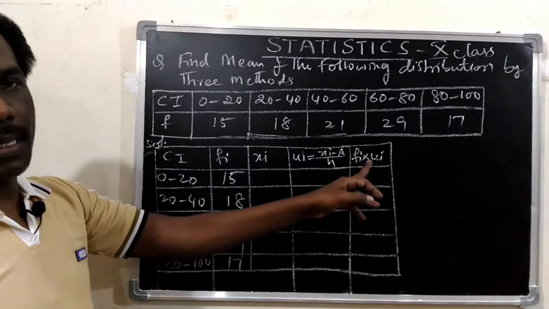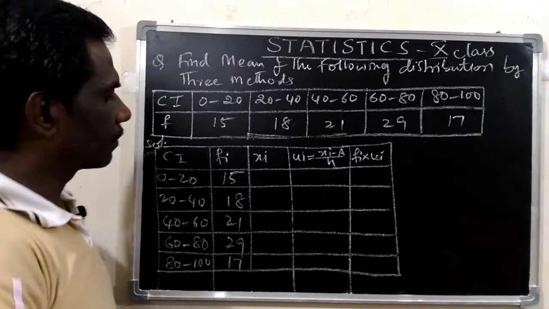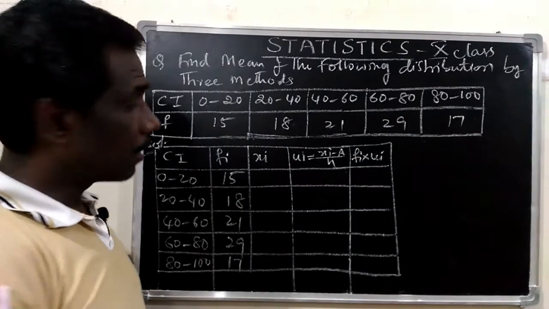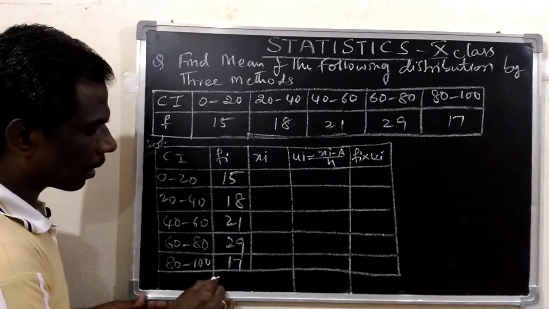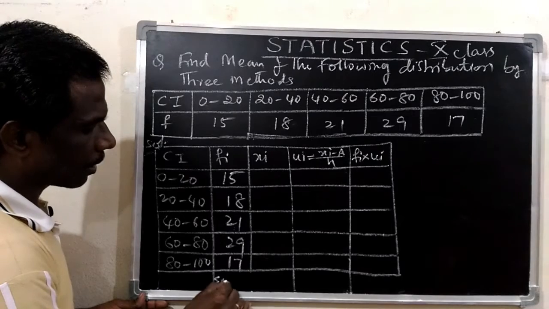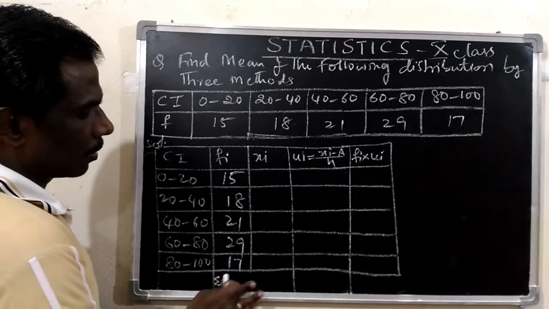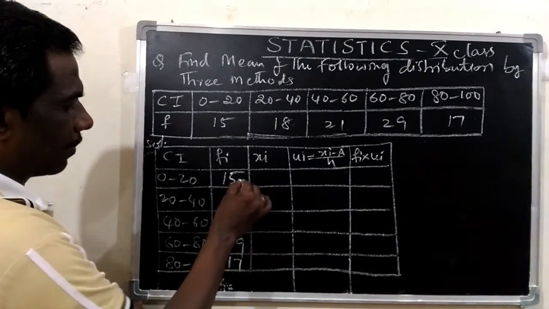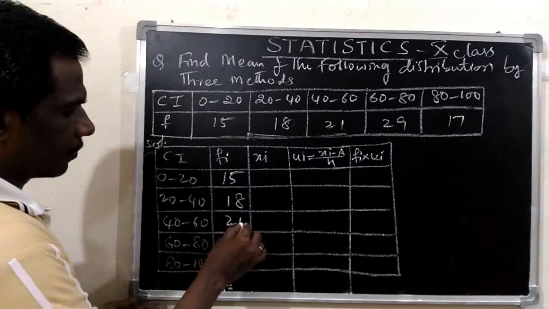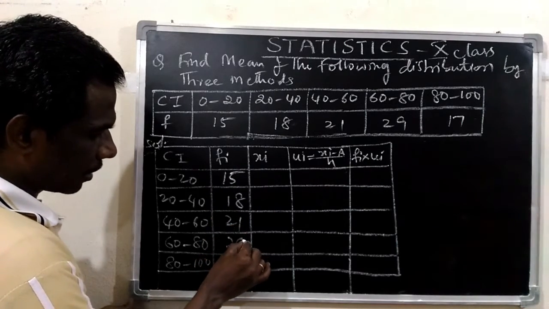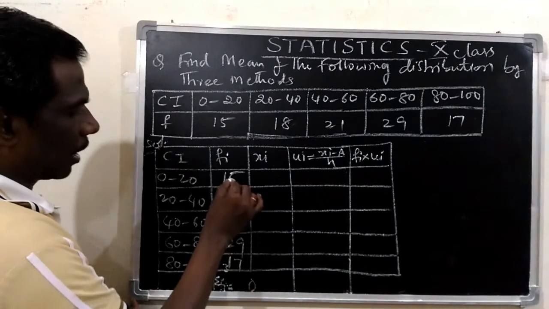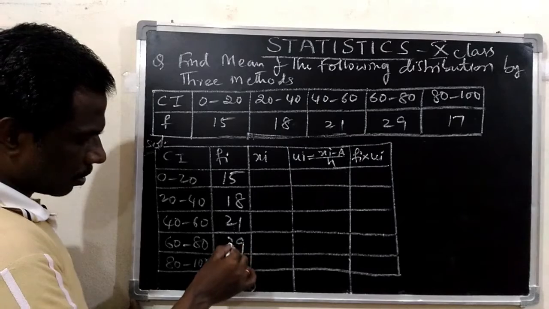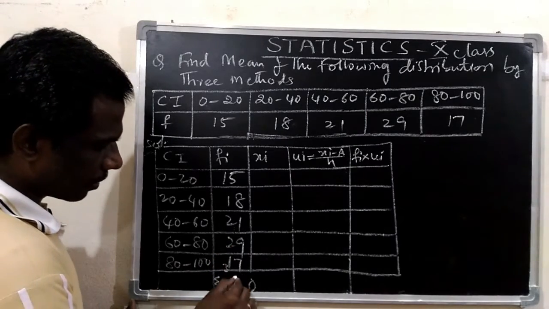And the third one is Fi into UI. So first we find the total frequency values, sigma Fi. 5 plus 8 is 13, 13 plus 1 is 14, 14 plus 6 is 20, 20 plus 3 is 23, 23 plus 7 is 30, and so on up to 100.